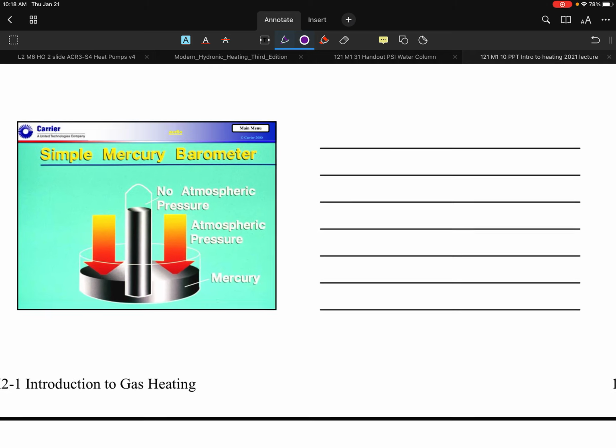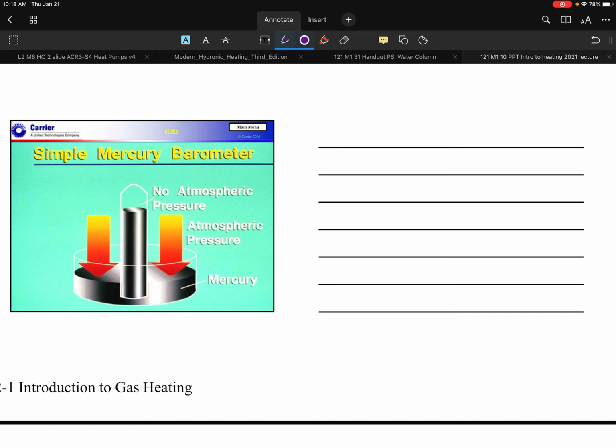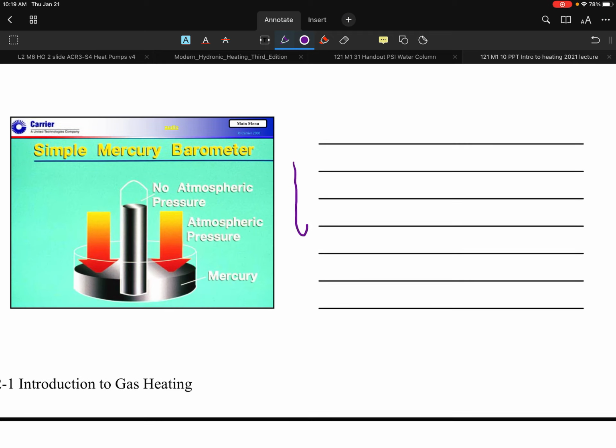Now, you might remember in refrigeration, we talked a little bit about the impact and the benefit of a barometer and how that helps us. A simple mercury barometer essentially has a glass tube that's filled up with mercury, with no air in it or anything like that. We simply have a mercury tube that's completely filled. We take that and we invert it into a little bucket.